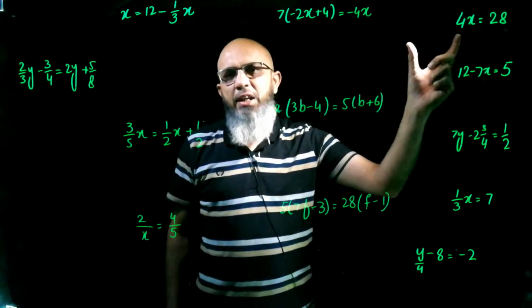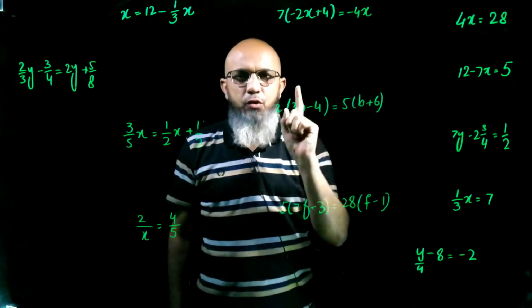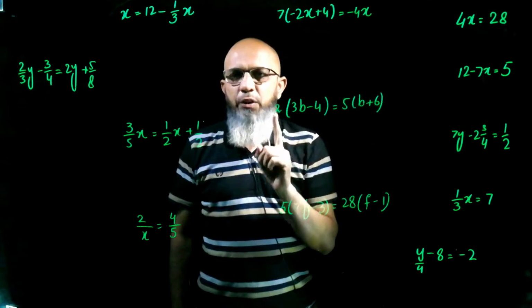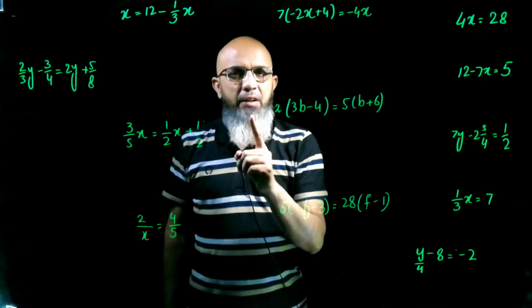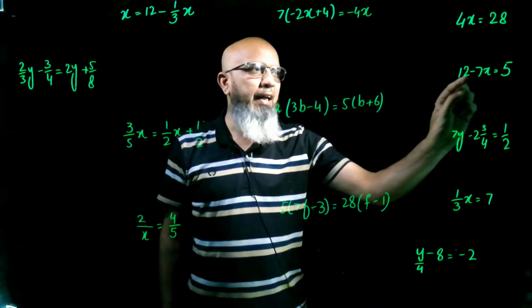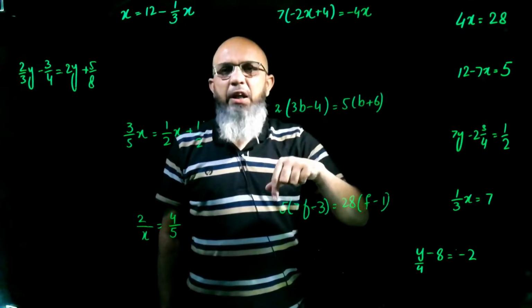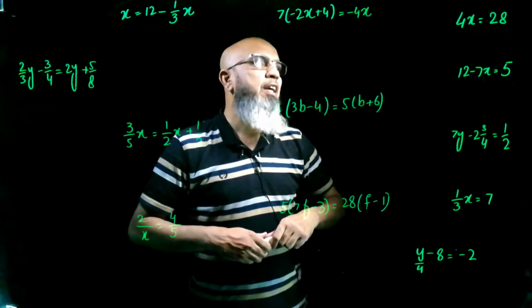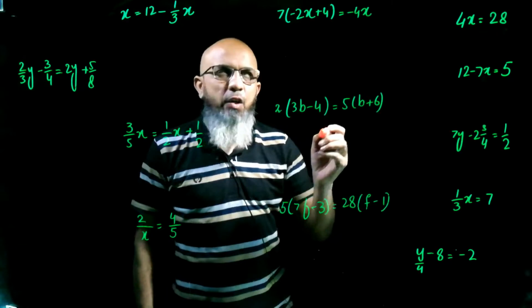So what is this 4 here? Either 4 is adding with the x or multiplying. 4 is multiplying. So we want to remove it from here. What will we do? Whenever anything is multiplied, we will divide. If anything is divided, we will multiply. If anything is added, we will subtract. And if anything is subtracted, we will add on both sides. So what will we do here? Simply, we have to divide by 4 on both sides of the equation.